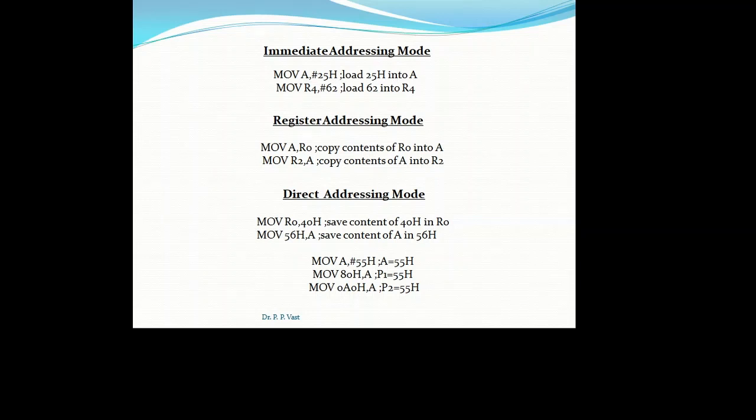The second type is the register addressing mode. In this mode, registers are actually used. The register data will get copied into the accumulator, or the accumulator data will get copied into the register. There are two examples given over here: MOV A, R0. R0 is the register, so the data of R0 will get saved into the accumulator, whereas in the second instruction, MOV R2, A, whatever data is in the accumulator will get saved into the register R2.